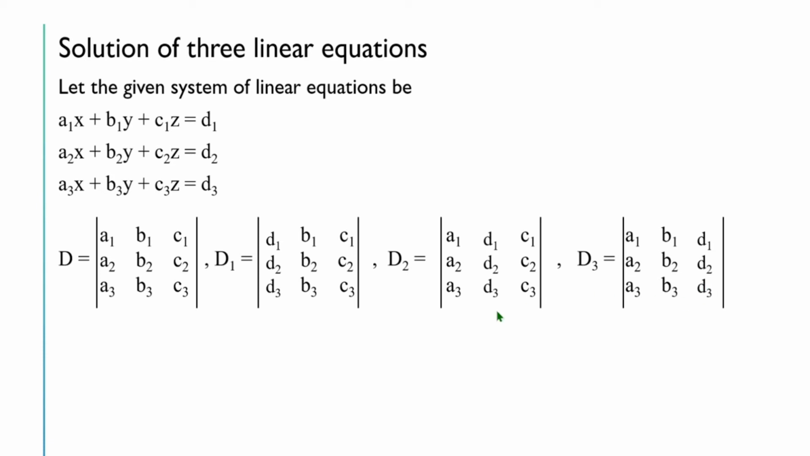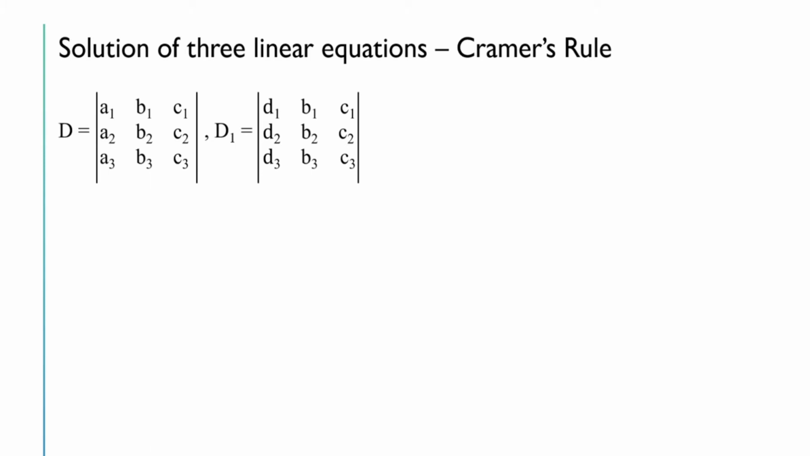Now we will see how we can find the solution of this equation using the determinants. So now we will take these two determinants. D is equal to A1, B1, C1, A2, B2, C2, A3, B3, C3, and D1 is this determinant. Now let us consider x into D, which is equal to x into the same determinant.